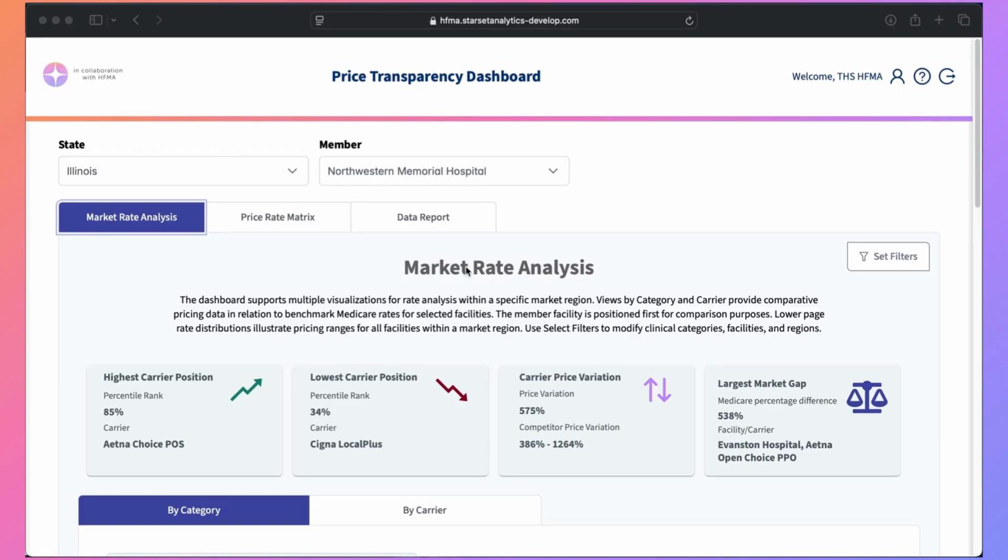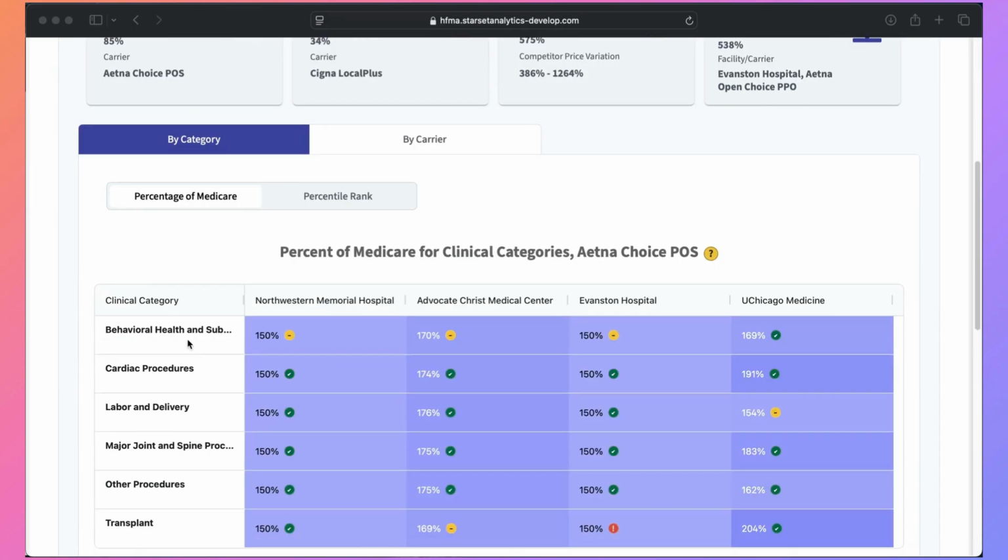At the top are some high-level takeaways. With which carriers do you have the highest position in your market? With which you have the lowest? The first visual displays rates bucketed into clinical categories, benchmarked as a percentage of Medicare. The app defaults to showing the largest hospitals by size within your market. Now, let me show you how to customize your analysis.